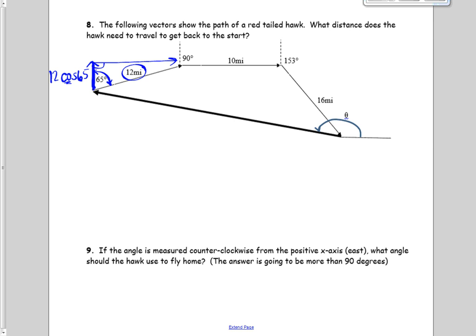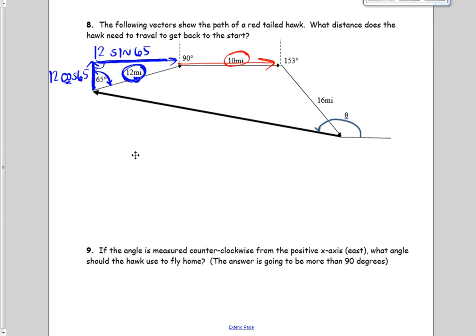Now, up here, this is the opposite side. Well, opposite is going to pair with sine. Sine is opposite over hypotenuse. I have the hypotenuse value right here. So that one's going to be 12 sine 65 for that distance. This distance across here is just 10 miles. It's already horizontal, so there's nothing on top.